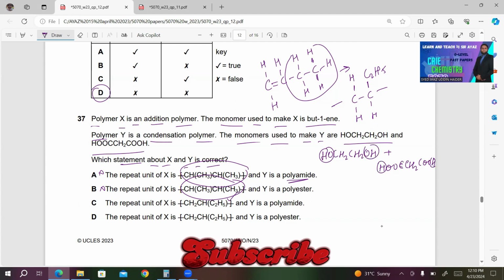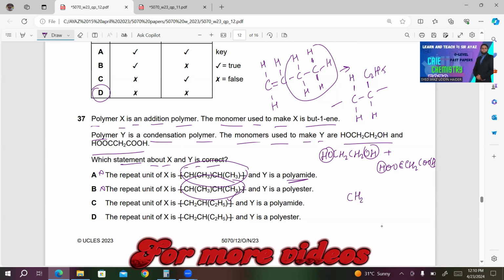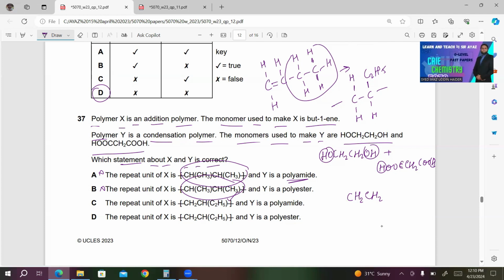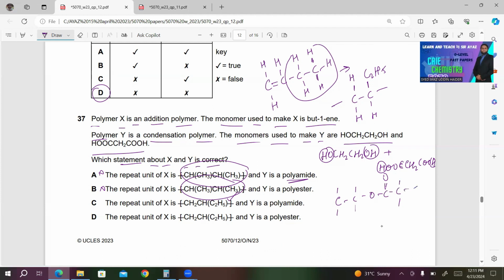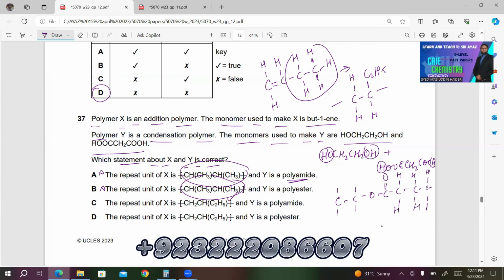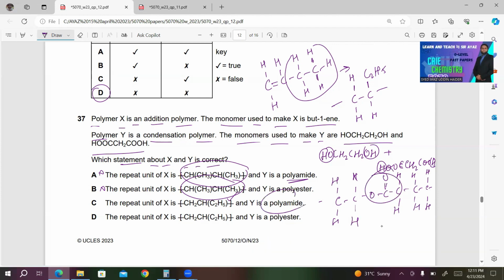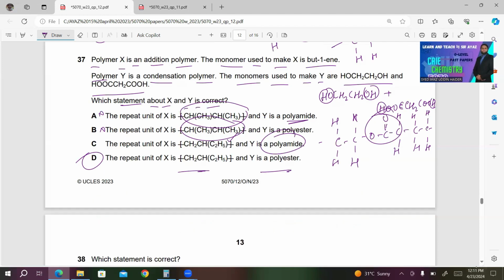So we will get this: CH2, CH2, and O. The polymer must be like this: CH2, O, C double bond O, CH2. Again, you will get CH2. These all are H. So this must be a polyester group. It's not a polyamide. So D must be the right answer, obviously. In this case, both of these are correct. The Y is polyester, and the repeat unit for X is this.